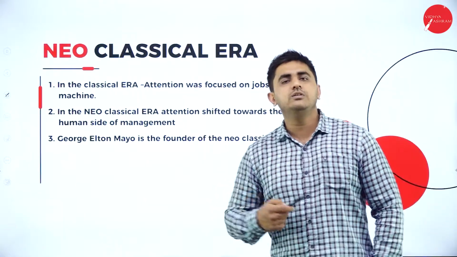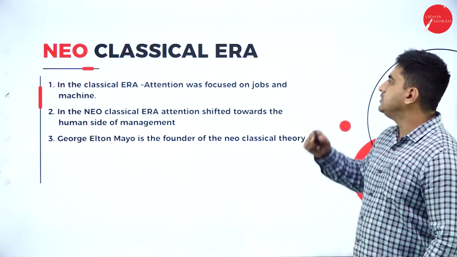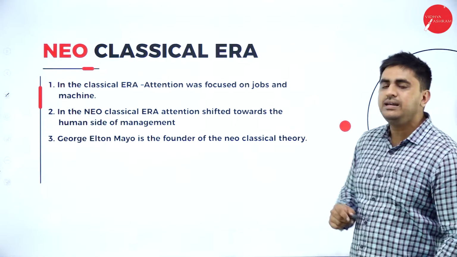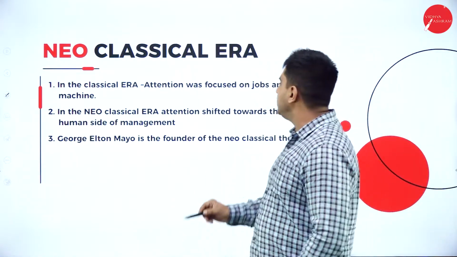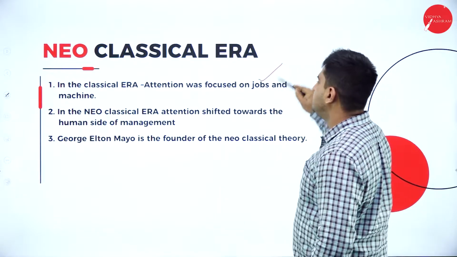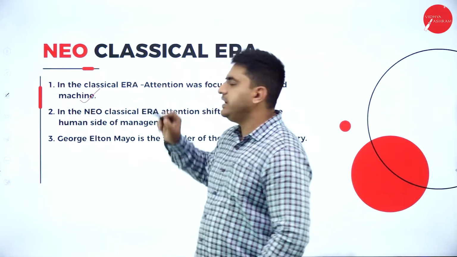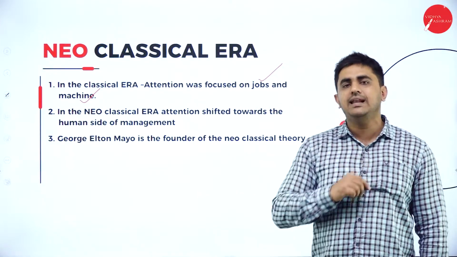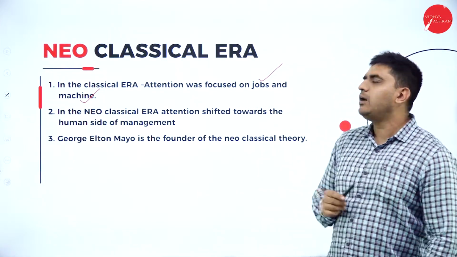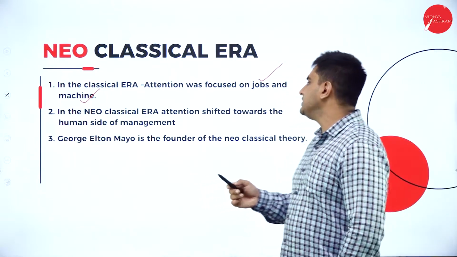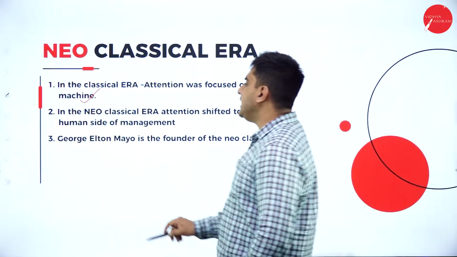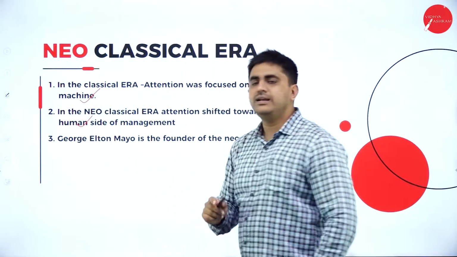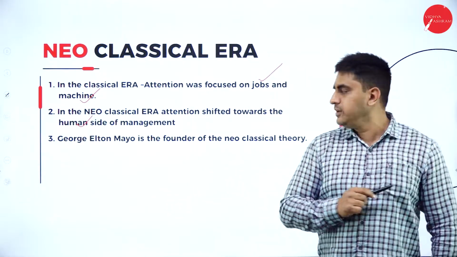Now we'll move on to the neoclassical era. In the neoclassical era, what happened? In the classical era, prominence was given only to jobs and machines. The human side of management was neglected in the classical era. The neoclassical era laid emphasis on the human side of management.